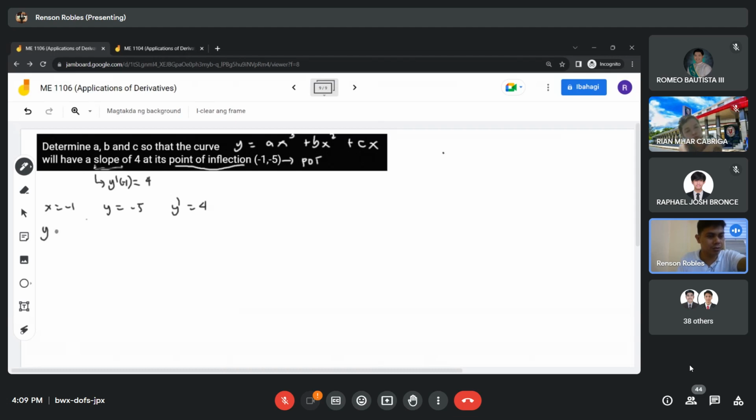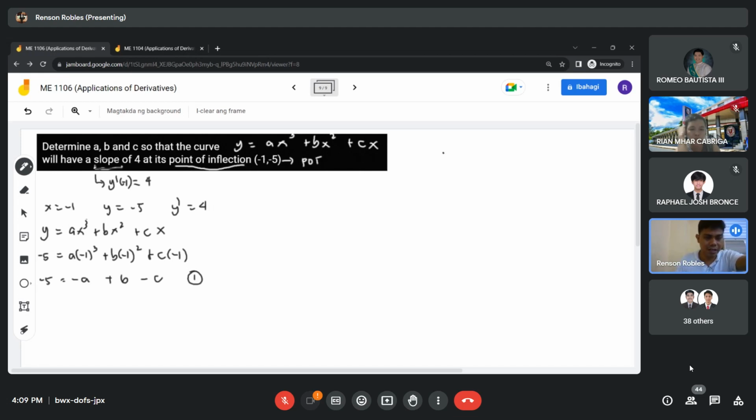And then you write the equation. Y equals ax cubed plus bx squared plus cx. And then you replace these values. Y is -5 equals a times (-1) cubed plus b times (-1) squared plus c times -1. Then you simplify. -5 equals -a plus b minus c. And then you mark this equation 1. Then how do you get the values of a, b, and c? You need to have 3 equations and 3 unknowns.